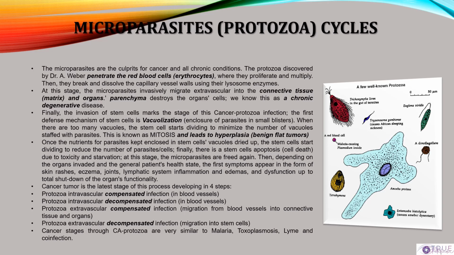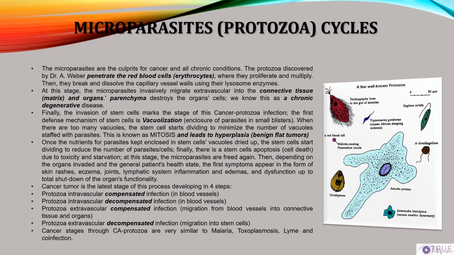Once the nutrients for the parasites kept enclosed in the stem cells' vacuoles have dried up, the stem cells start dividing to reduce the number of parasites per cell, and finally, when they cannot cope anymore, they die, also known as cell apoptosis or cell death, due to the toxicity within them and their starvation. And the microparasites that were caught within the stem cells become free again, and depending on the organs invaded and the general patient's health state, the first symptoms appear in the form of skin rashes, eczema, joint problems, lymphatic system problems, inflammations and edemas, all kinds of dysfunctions, up to a total shutdown of the organ's functionality.